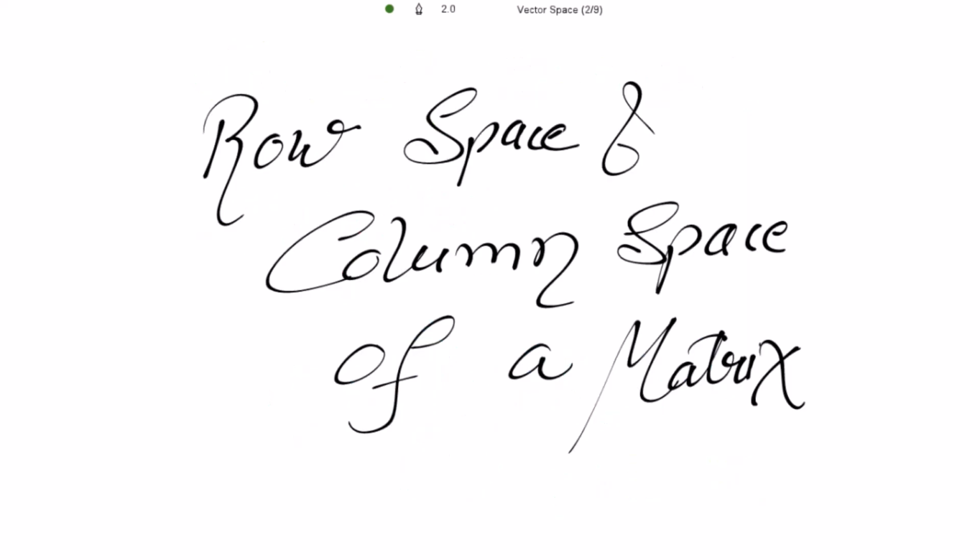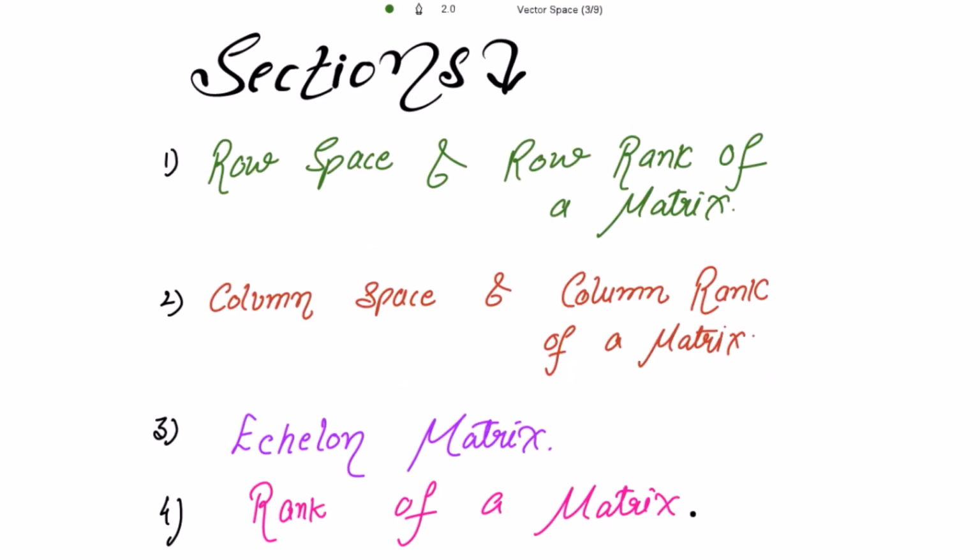And the content is row space and column space of a matrix with the listed sections. In the first section we are going to study row space and row rank of a matrix. In the second section we will study column space and column rank of a matrix. Then is the echelon matrix and then is the rank of a matrix. I hope you will enjoy this course a lot.